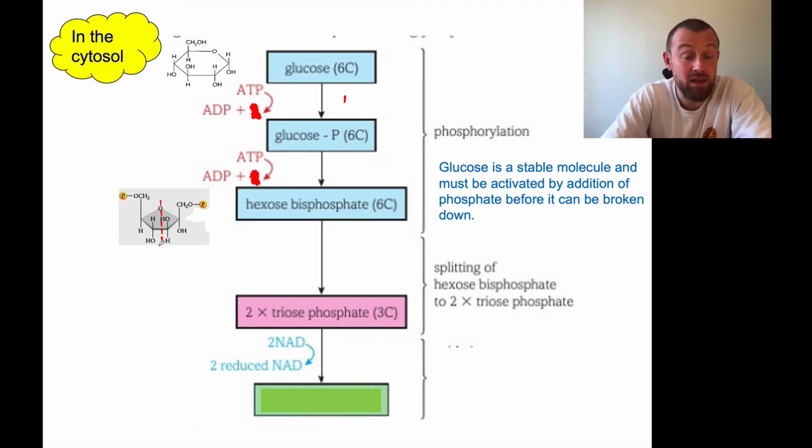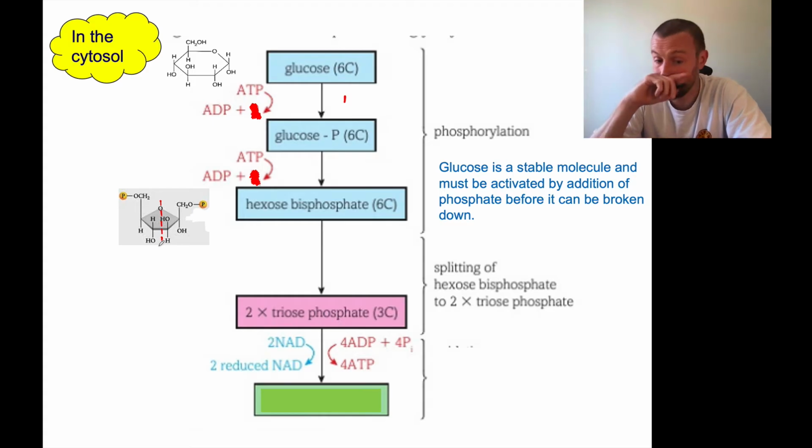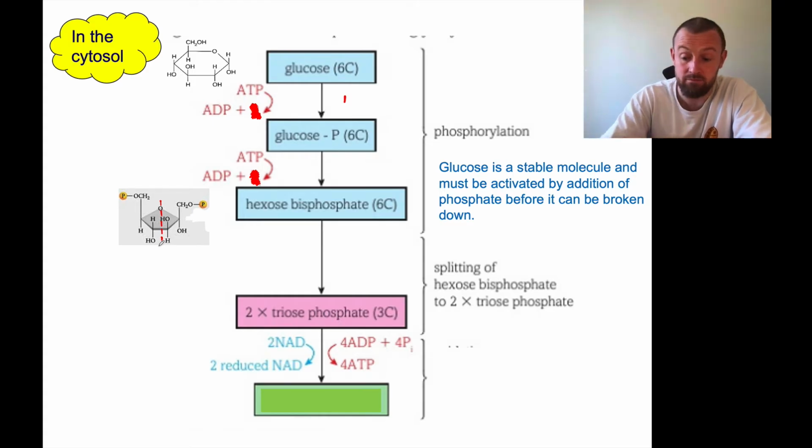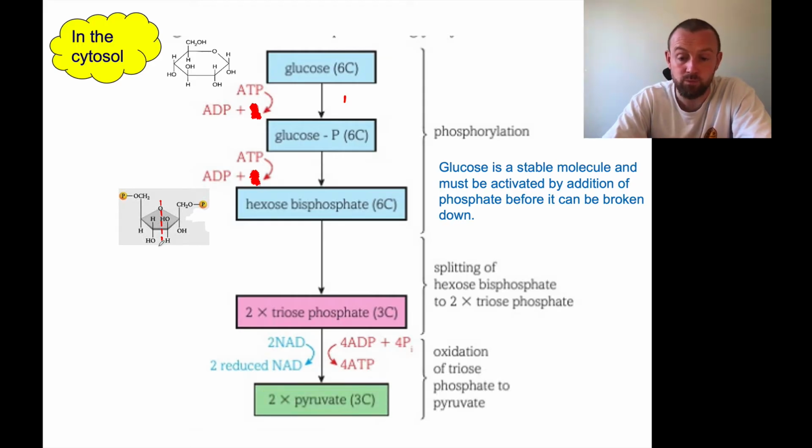and then we can get some energy back out of it. So we can get 2 things out of it. We can get ATP, and we can get reduced NAD. And in the end, we end up with something called pyruvate. So this last step is oxidation of triose phosphate to pyruvate. Now, if you're wondering about the numbers here, we get 1 reduced NAD from each of the triose phosphates, and we get 2 ATPs from each of the triose phosphates, giving us overall 2 reduced NADs and 4 ATPs.